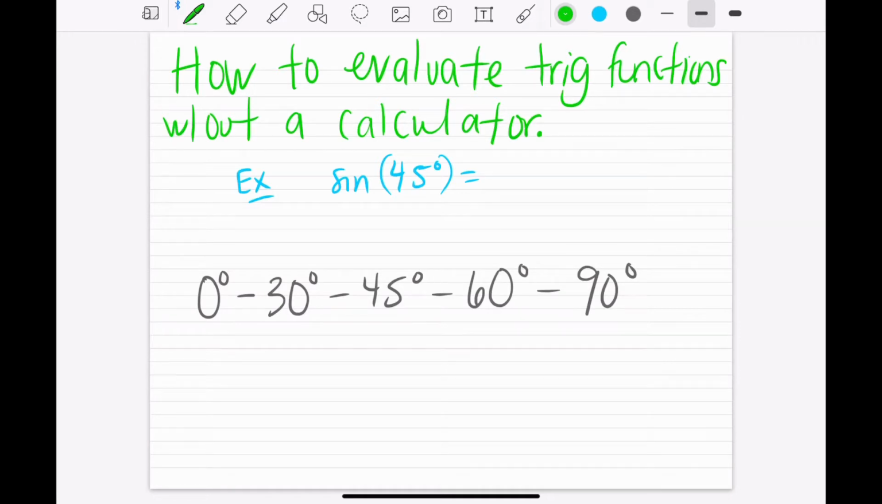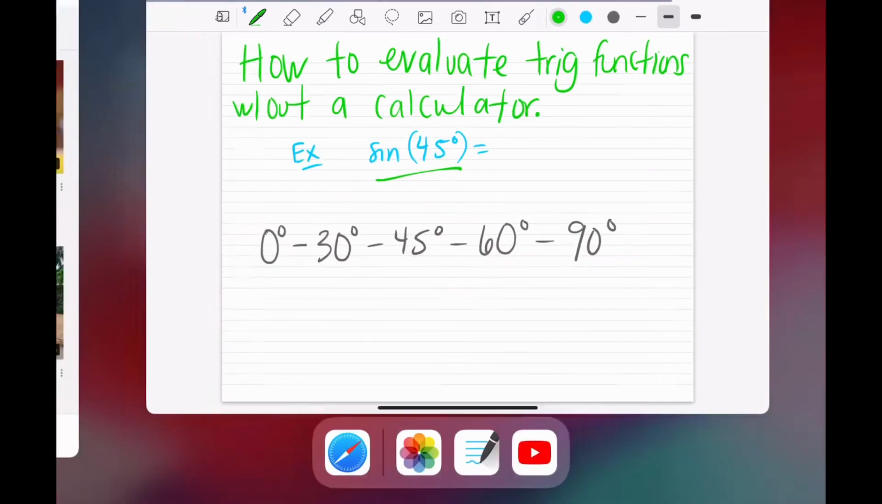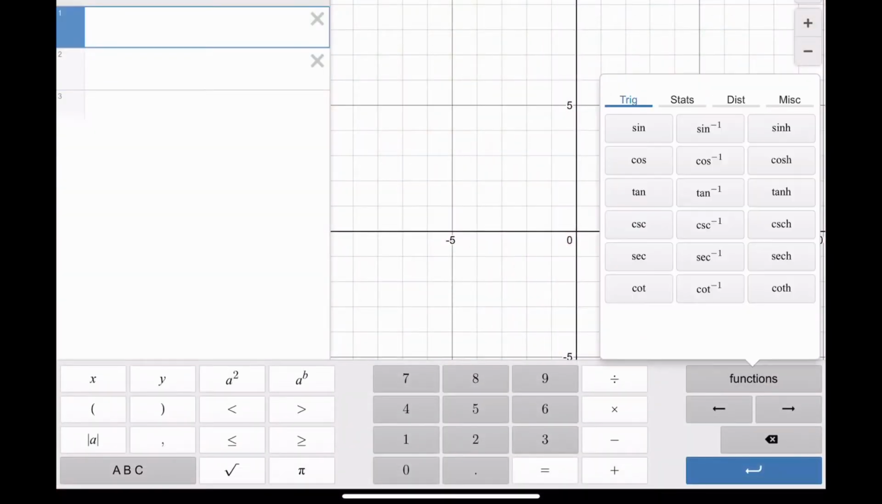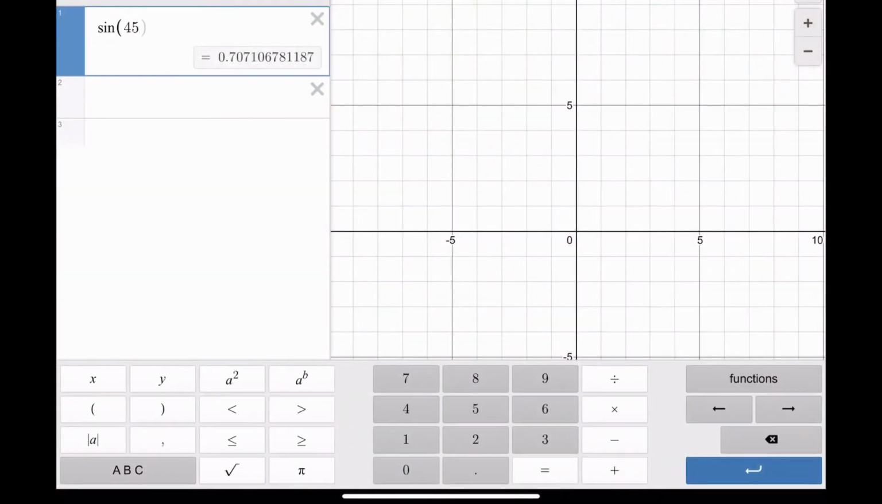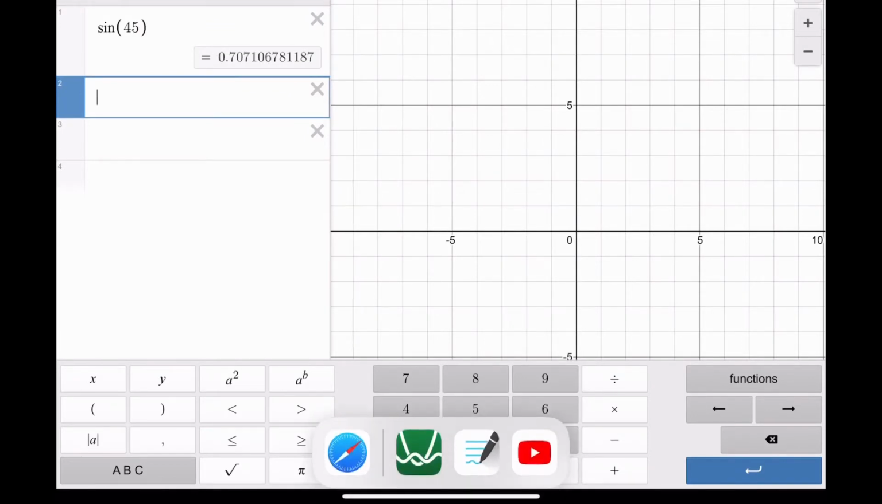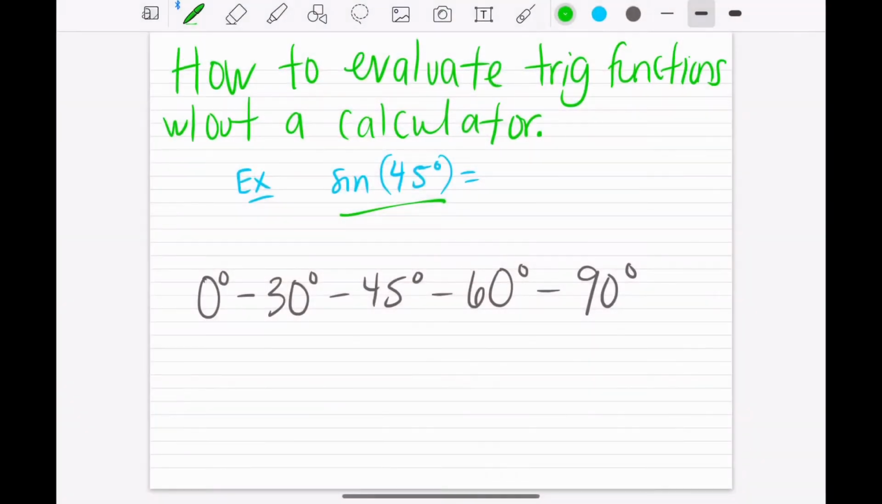So you guys are used to evaluating sine of 45 degrees on the calculator. So you go to your calculator and if you type in sine of 45 degrees, you get the answer. Today I'm going to show you how to get that answer without a calculator, or in other words, an exact value. Keep in mind that the hand trick only works with the following degrees: 0 degrees, 30 degrees, 45 degrees, 60 degrees, and 90 degrees. So the first quadrant. And of course, the 30, 45, 60 come from your special right triangle.